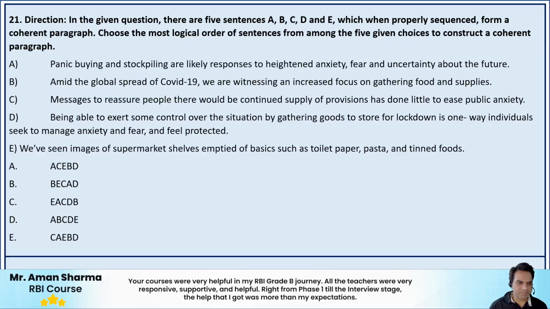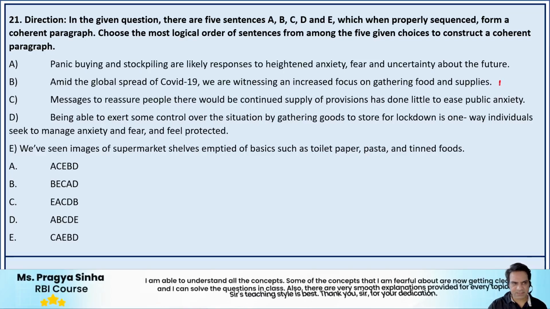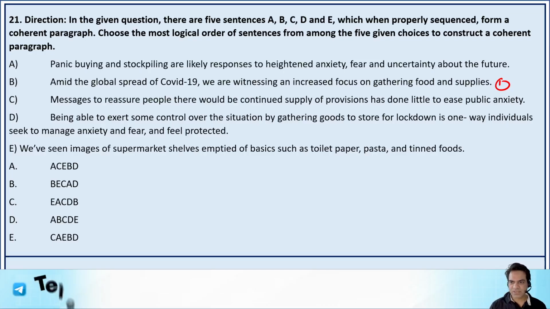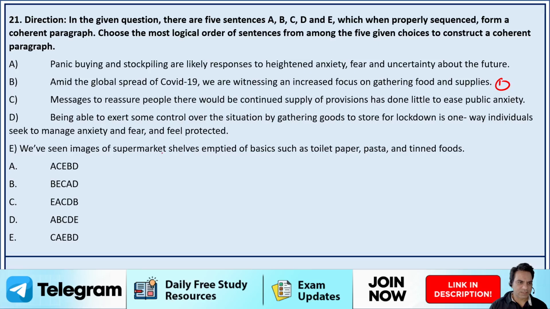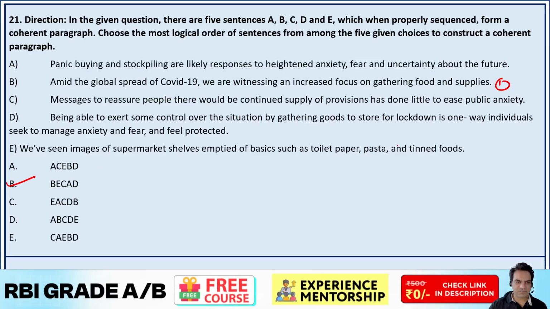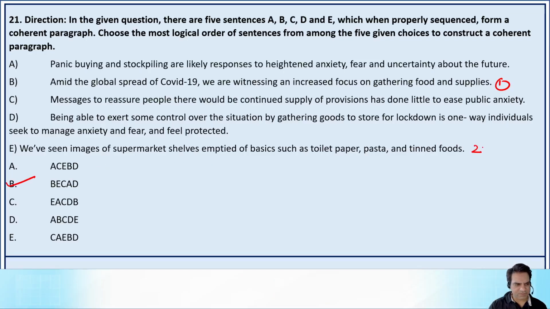I think option B is the correct first sentence here. Amid the global spread of COVID-19, we are witnessing an increased focus on gathering food and supplies. The rest cannot be the first sentence. So is there an option? Yes, option B. After that we have seen images of supermarket shelves emptied because of this.